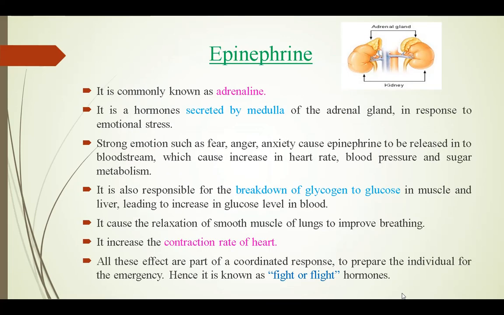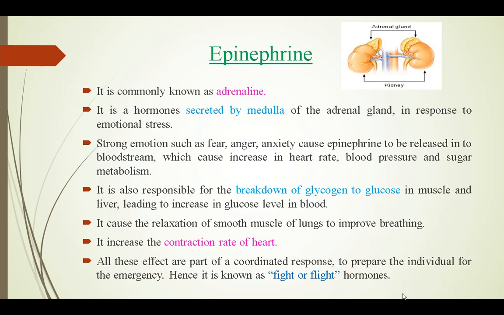Epinephrine. It is commonly known as adrenaline. It is a hormone secreted by the medulla of the adrenal gland in response to emotional stress. Strong emotions such as fear, anger, and anxiety cause epinephrine to be released into the bloodstream, which causes an increase in heart rate, blood pressure, and sugar metabolism.